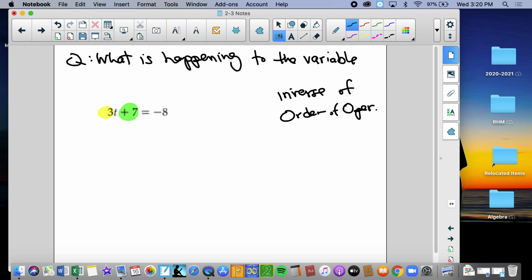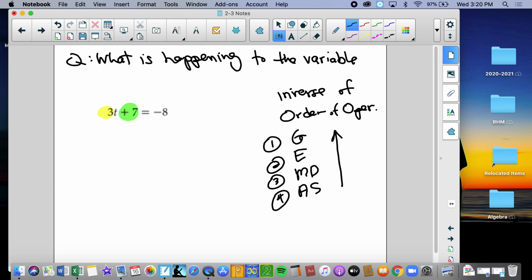So if we have grouping symbols, exponents, multiplication, division, addition, and subtraction, this is typically first, second, third, and fourth. Well, we're going to go in reverse order. The inverse would go from here, first to last. So we're going to do addition and subtraction first. So how do we get rid of 7 being added? The inverse of adding 7 is subtracting 7.